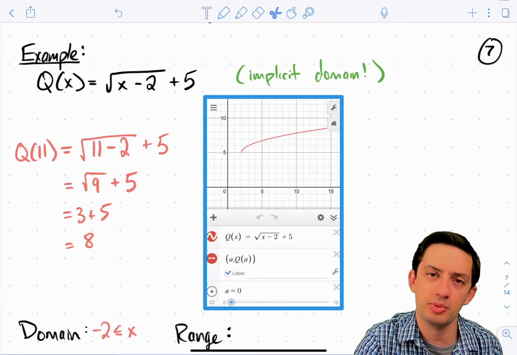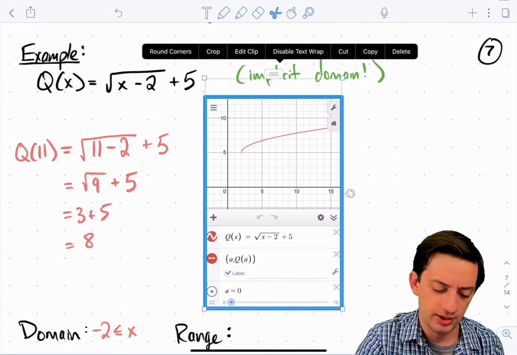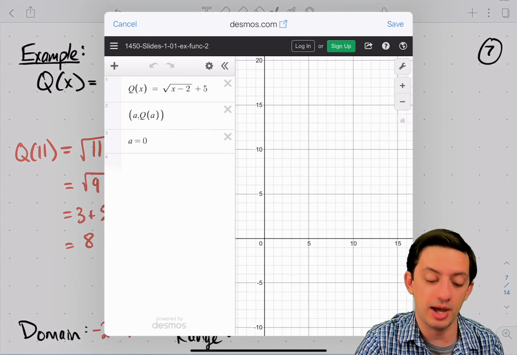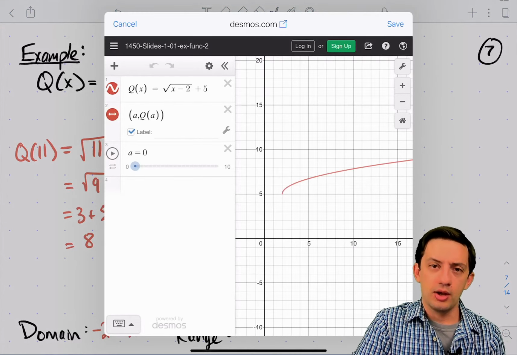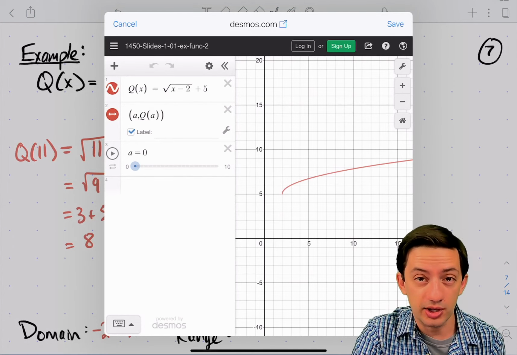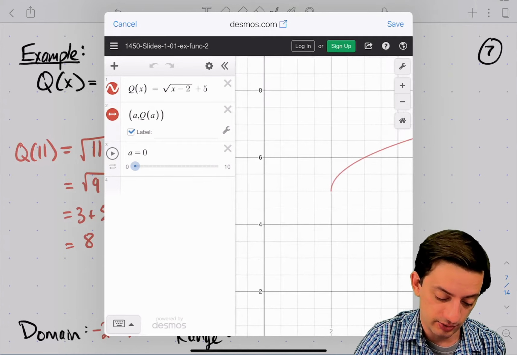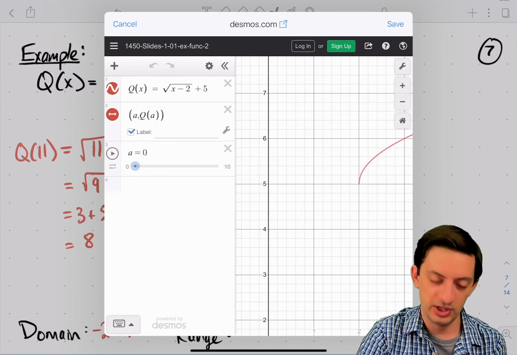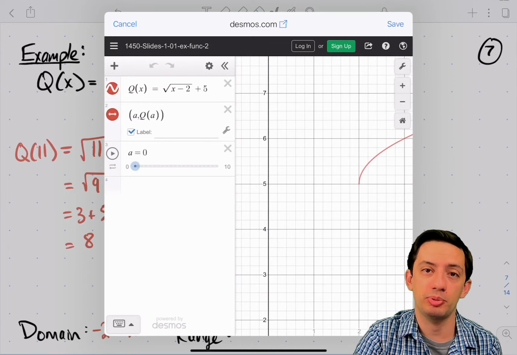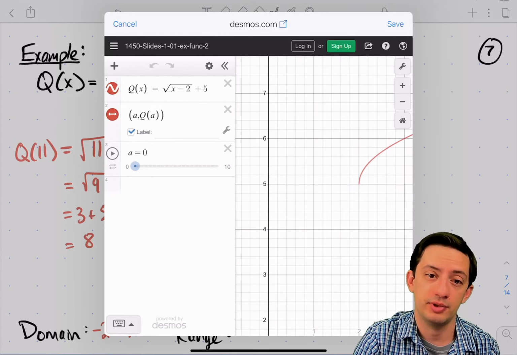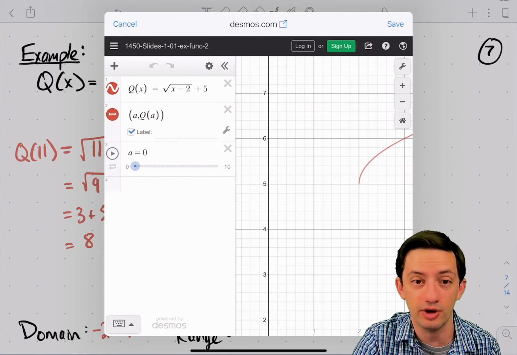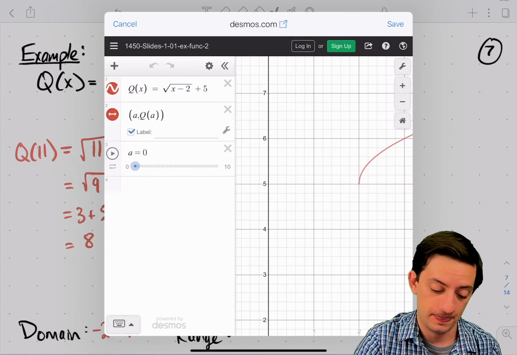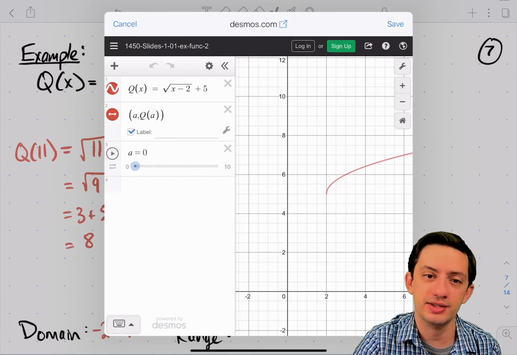Okay, now the range, remember, that's all of the output values that are possible. So let's go back into our graph here. Based on the graph, it looks like the smallest value we can get is right there at 5. And that's when we plug in 2, we get 5. And that makes sense because that's the square root of 0 plus 5, which is 5. So we can't get anything less than 5.